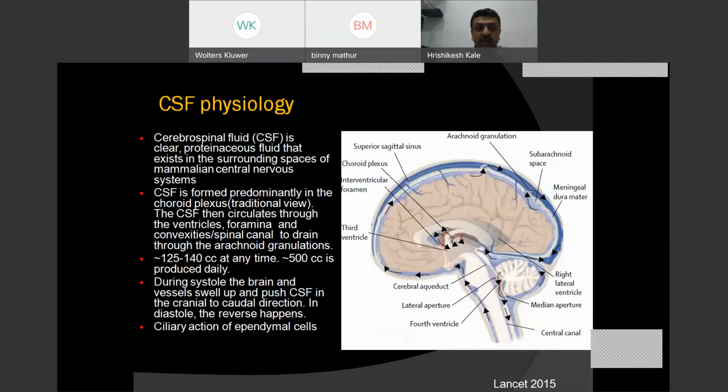Basically, during systole, the brain and the vessels swell up and push the CSF from the cranial to the caudal direction. Then in diastole, the reverse happens. There's also a small contribution by the ciliary action of the ependymal cells. Most of the motion within the CSF spaces occurs as a result of pulsations during systole.